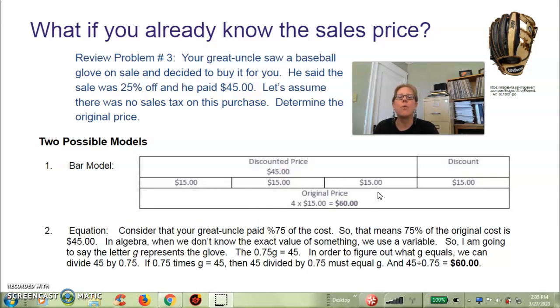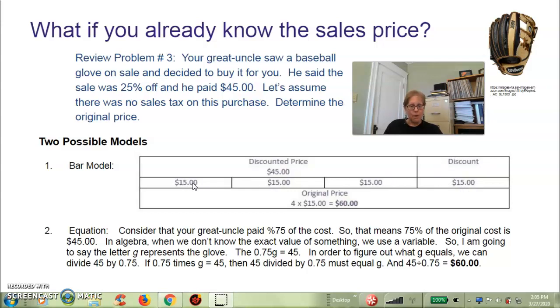Since I was looking for the original price, I thought it might make more sense to think about the discounted price and the discount first. But here's the thing. I know the original price is 100%, and I know that we're working in units of 25%. So I split this up into 4 groups because 100 divided by 4 is 25. So then each of these is worth 25%. That made it clear to me that the discount was $15.